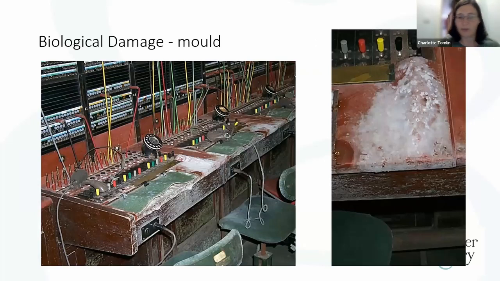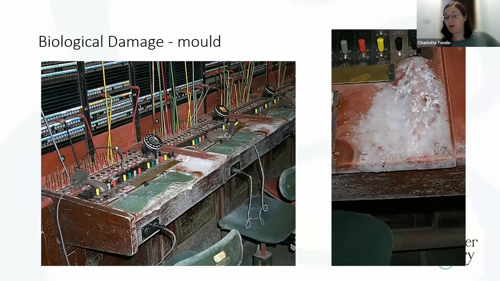And lastly, onto biological damage, which brings me to this lovely photo, and it's a good job we're not too near lunch at the moment. So mold can grow in conditions anything over 65% RH, so in damp conditions. It can't grow in dry conditions.